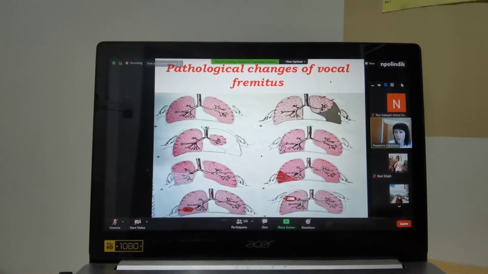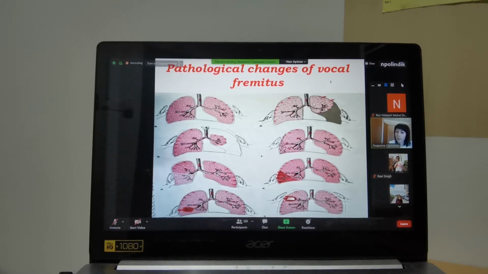What you should remember for the future: fluid and air conduct sounds very badly. So if you place your hand over fluid, there will be weakened vocal fremitus, because vocal fremitus can be transmitted only till here. Here we don't have any bronchial tree. The lung was compressed, here is only fluid, which transmits sounds very badly. So we have weakened vocal fremitus.